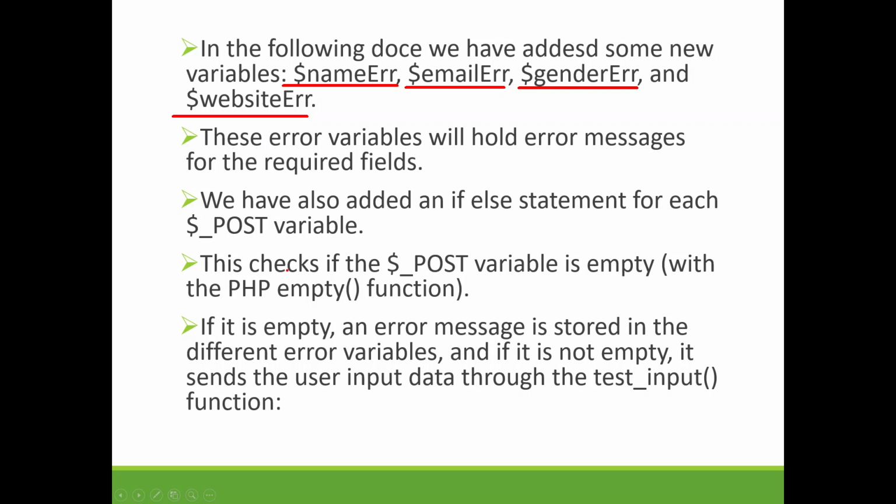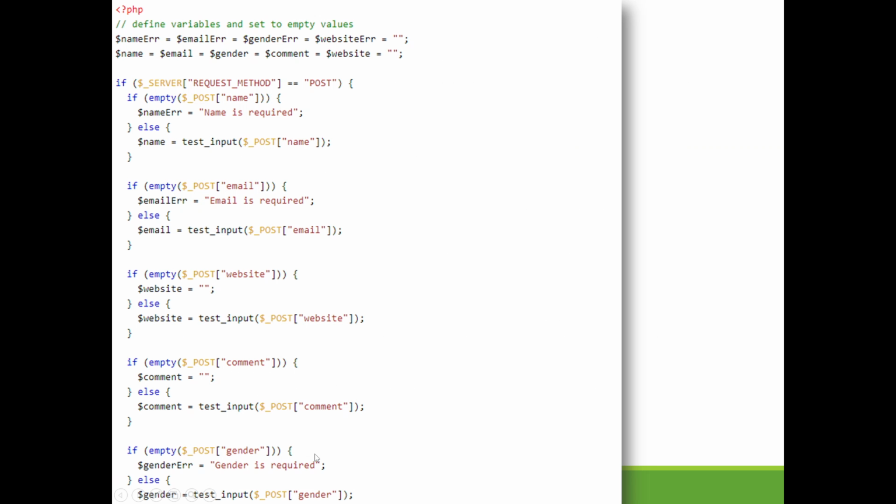We are also going to check if the post variable is empty using a PHP function called the empty function. If it is empty, we are going to store the error message in the error variable. Okay, so let's see how the code is going to look after that. We just introduced these variables for holding the errors.